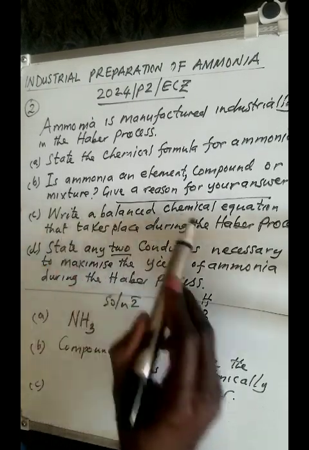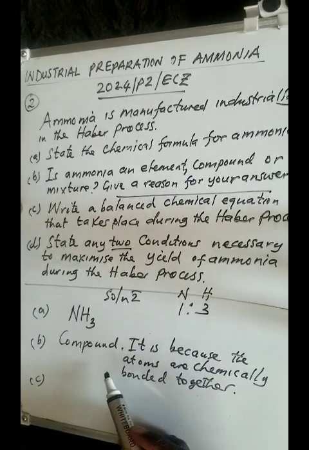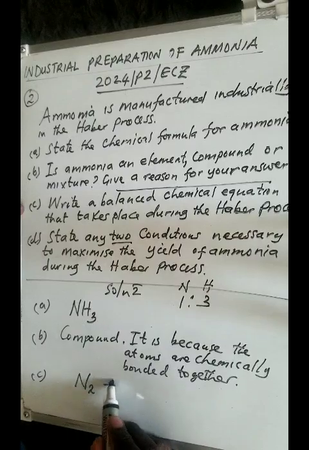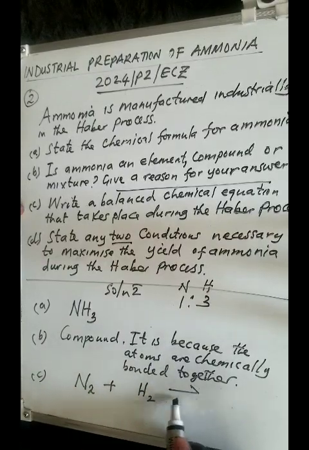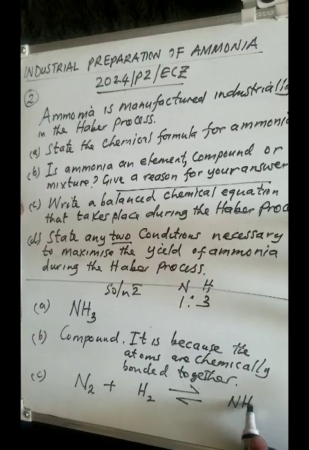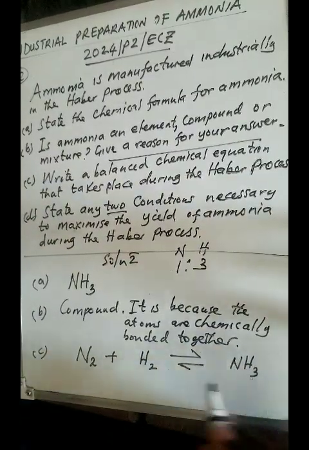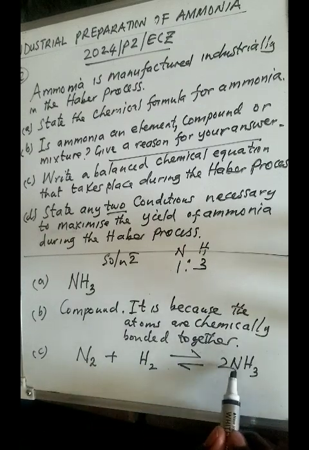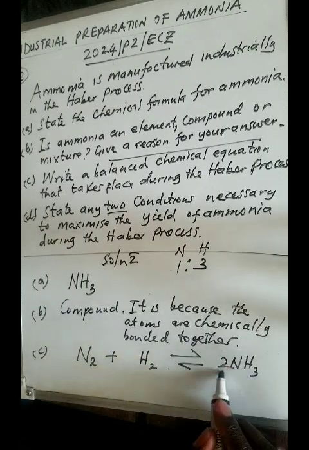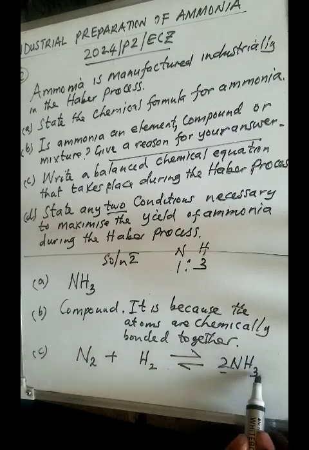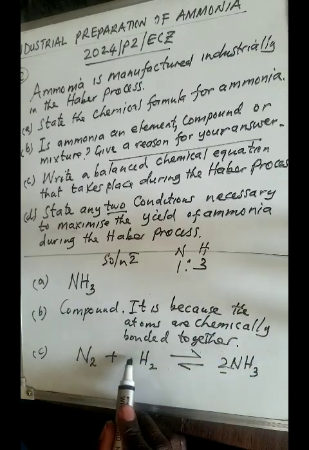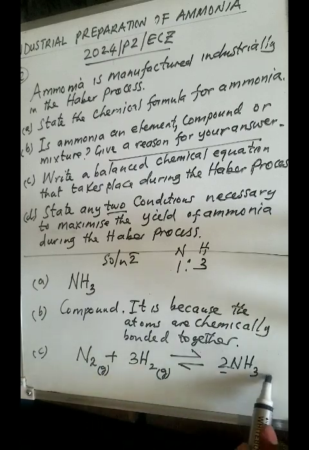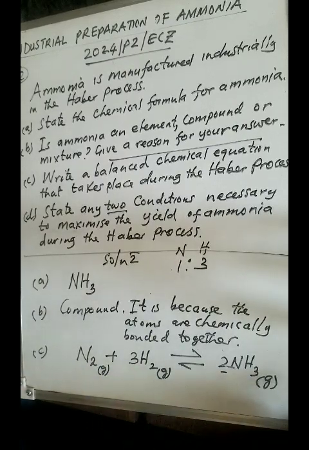The C part says write a balanced chemical equation that takes place during the Haber process. We have been writing this one. Nitrogen, remember, reacting with hydrogen, it's a reversible reaction to produce NH3, ammonia. Balancing it up, you can put a 2 there because there are 2 nitrogens, so 2 NH3. When you put a 2 in front, you affect the hydrogen, so 2 times 3 gives you a 6. So what number should we put in front? It's supposed to be a 3. Remember, they are all in gaseous form, so remember to include the state symbols.